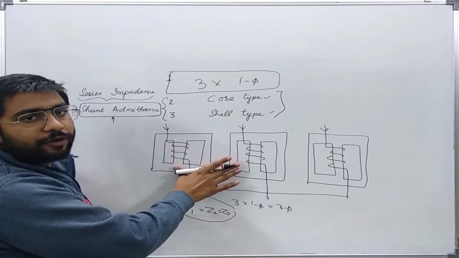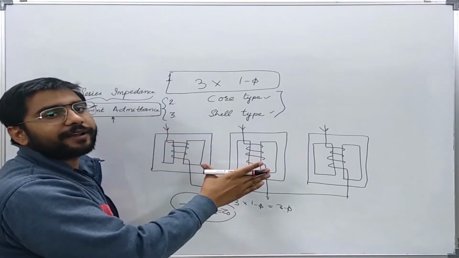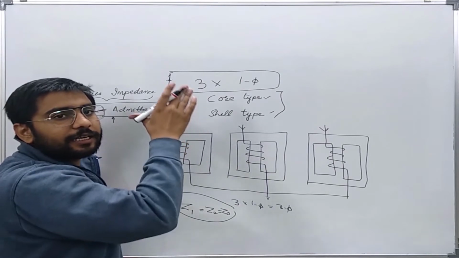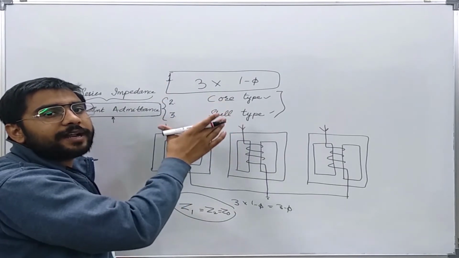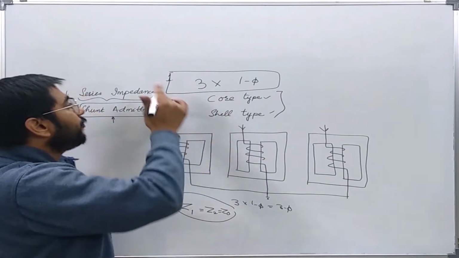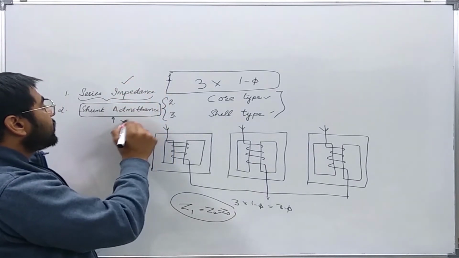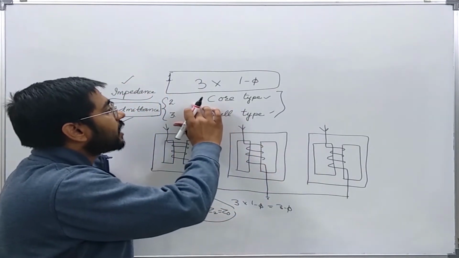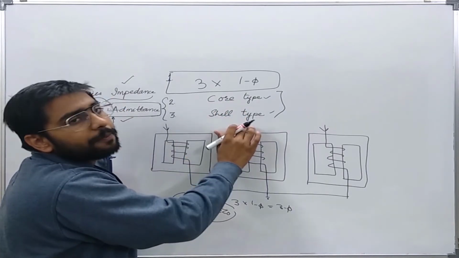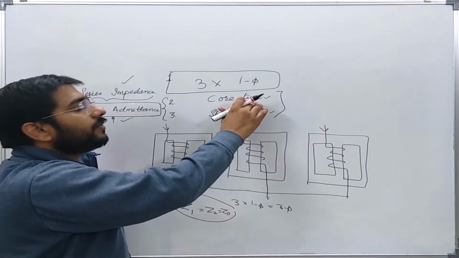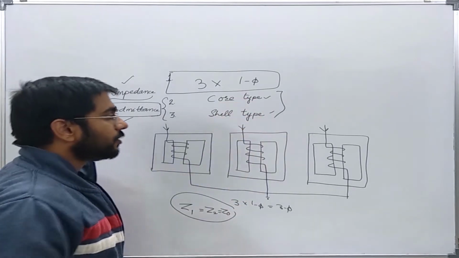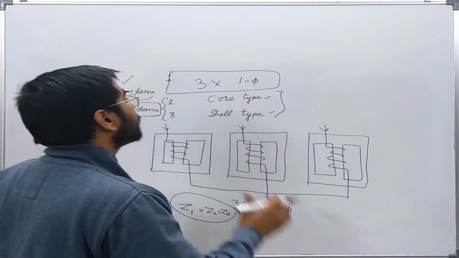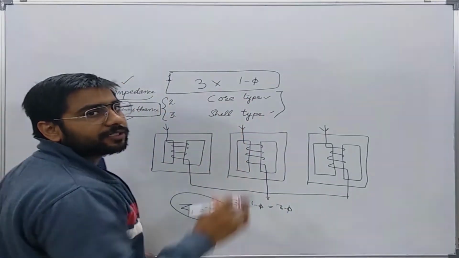So for this kind of transformer, there is no difference in the various sequence impedances offered, even for the series impedance as well as the shunt admittance. Now let us see what happens in a transformer which is having shell type construction. After that we will see core type construction. So in the next slide I will make a transformer which is having a shell type construction.